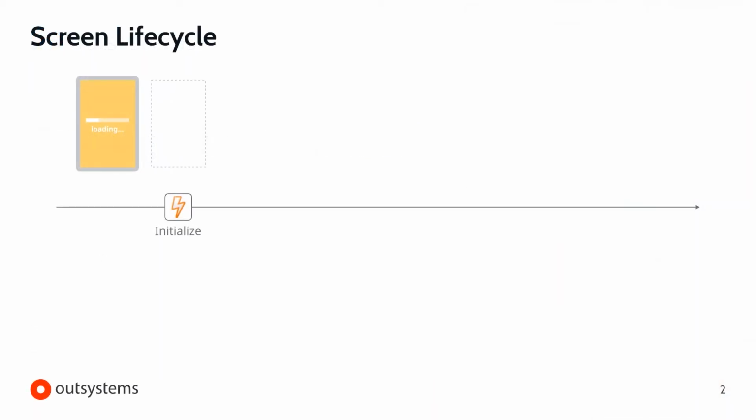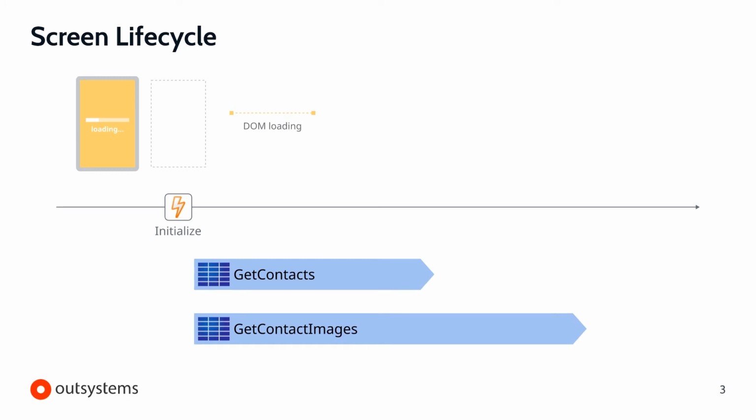Let's start by reviewing the lifecycle of a screen. A screen must initialize in order to be accessed. By default, if the screen has some defined aggregates, they are triggered asynchronously and in parallel while the screen continues to build. When the screen is ready, it begins rendering. When the screen finishes rendering, the user will see some of the widgets that are part of the screen.